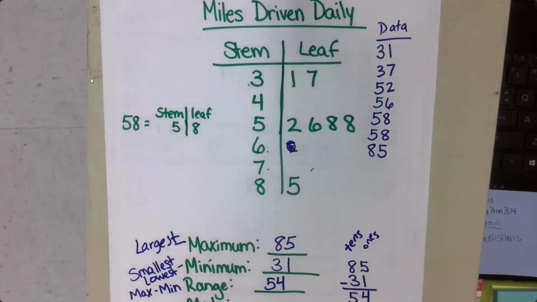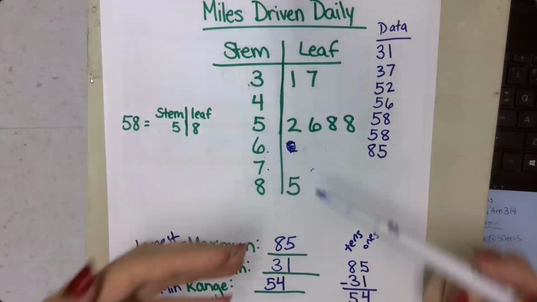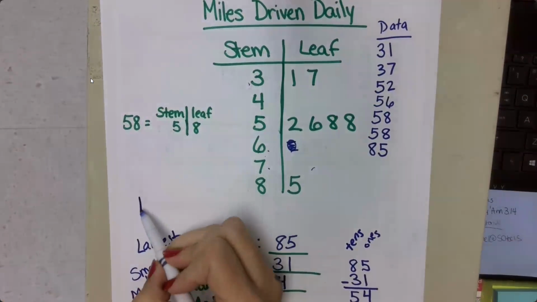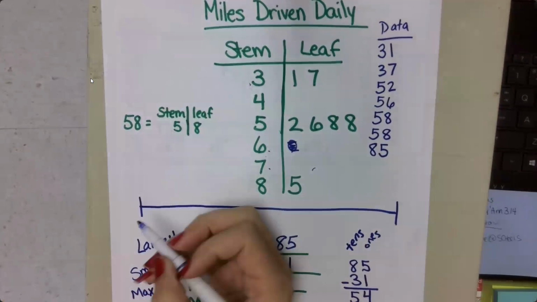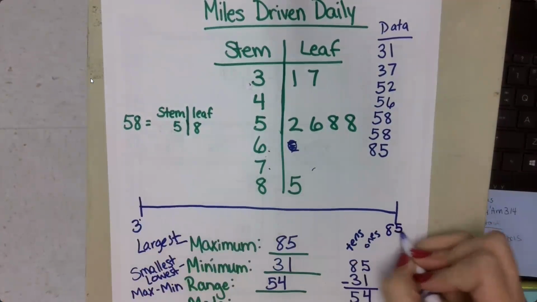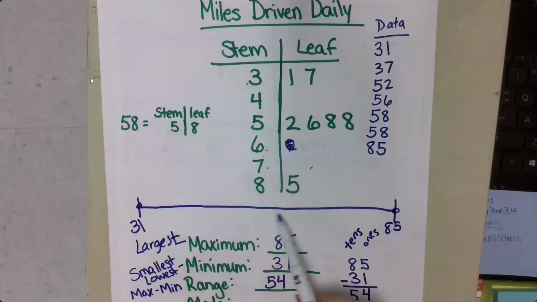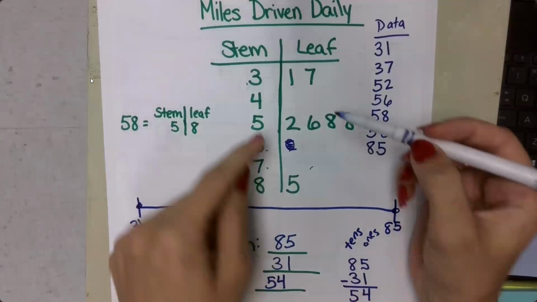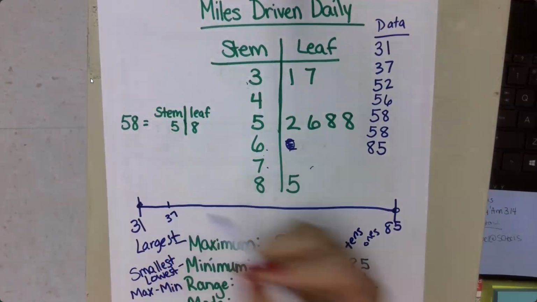That simply means that the data from here to here has a range of 54 points. If I were to carve a line plot out with all of these, my biggest piece would be 85 and my smallest piece would be 31. From this point to this point, there would be 54 little lines. And of course, my data would be plotted where it would go accordingly, like 37 right around here.